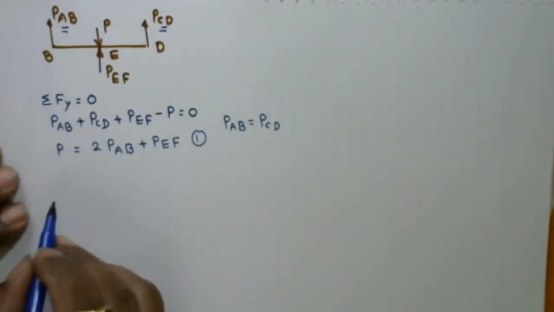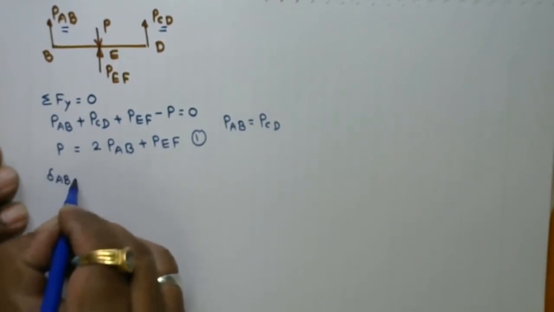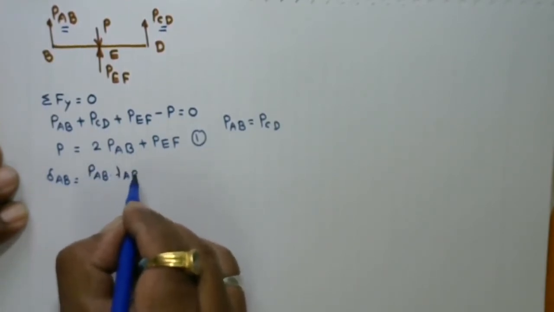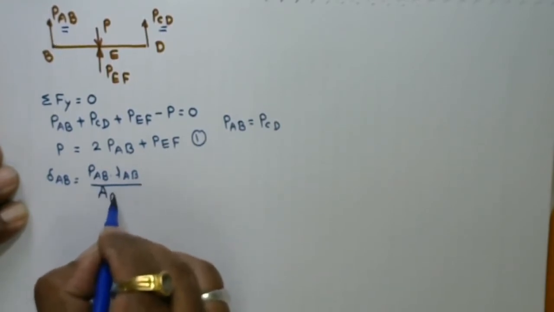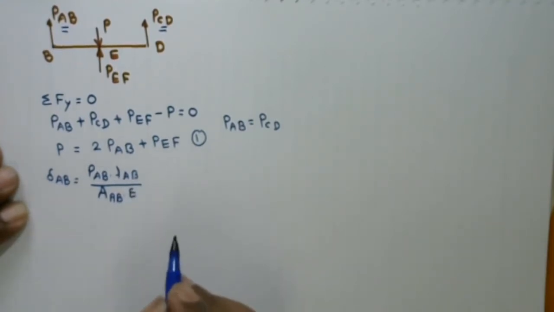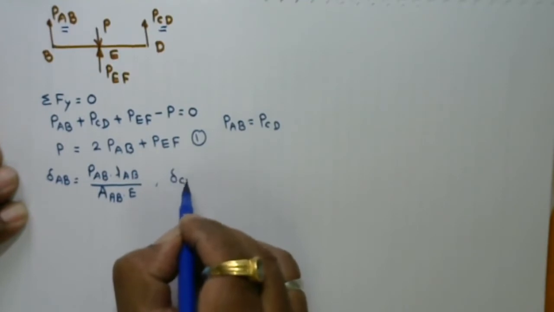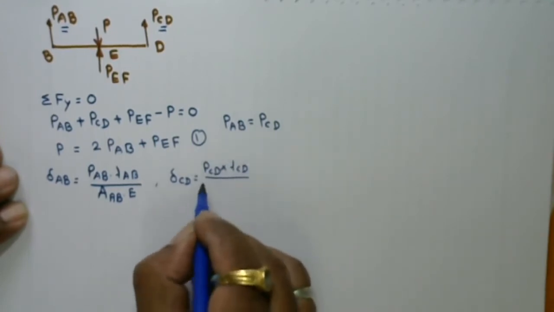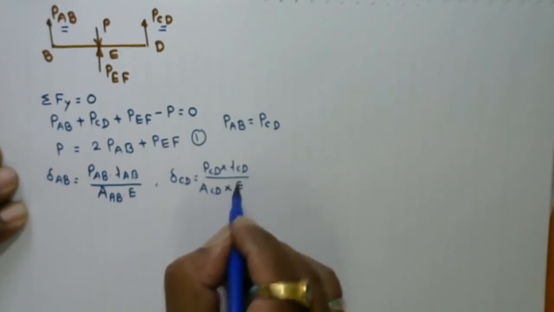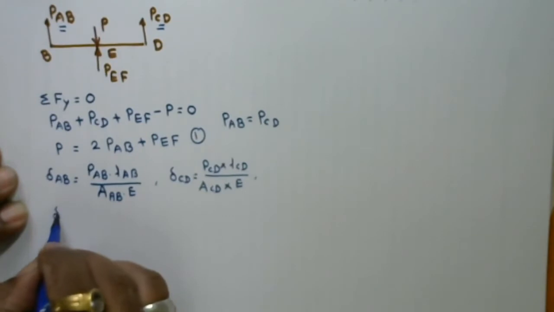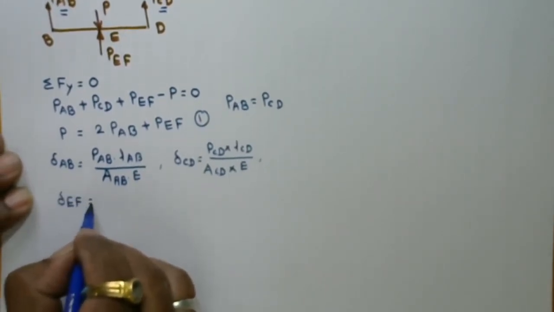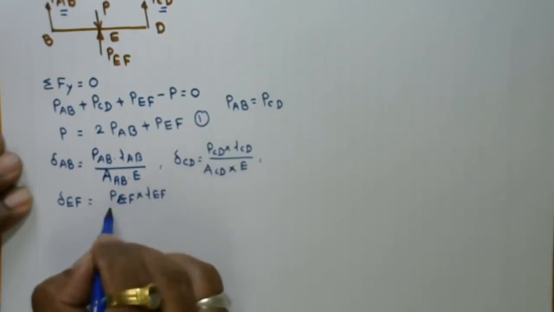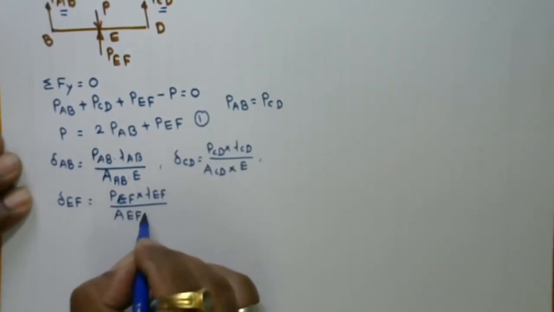In a similar way, deformation of individual length, that is delta LAB, the force acting on that link AB is PAB, so PL upon AE, so PAB into LAB divided by AAB into E. Similarly, delta LCD, force acting on it PCD into LCD divided by area of link CD into E. Similarly, delta LEF is equal to force acting on it PEF into LEF divided by area of the link EF into E.